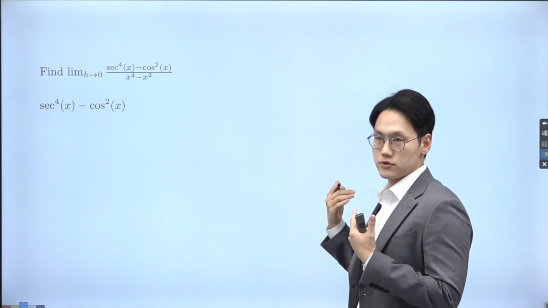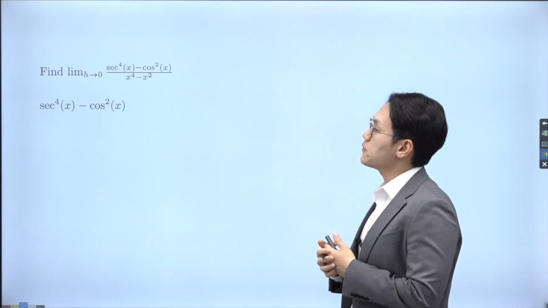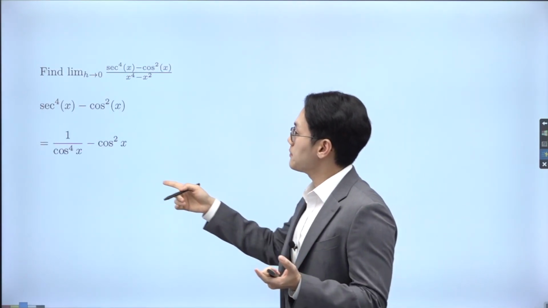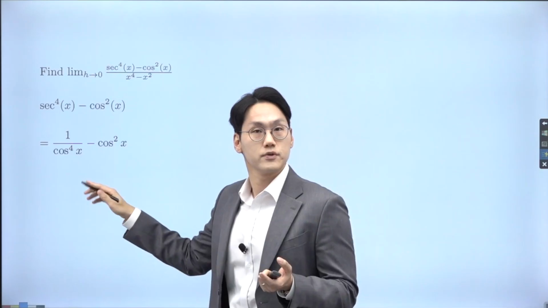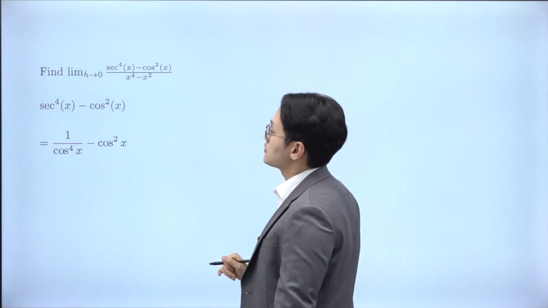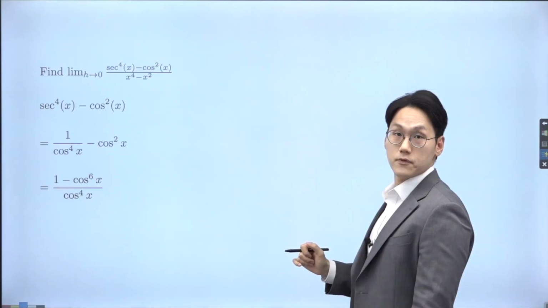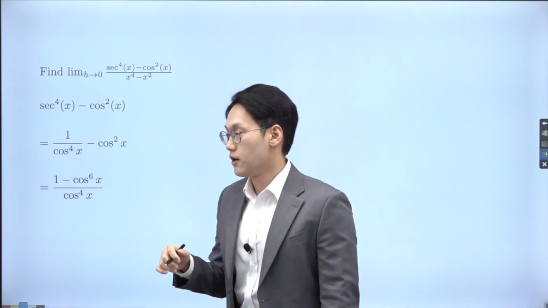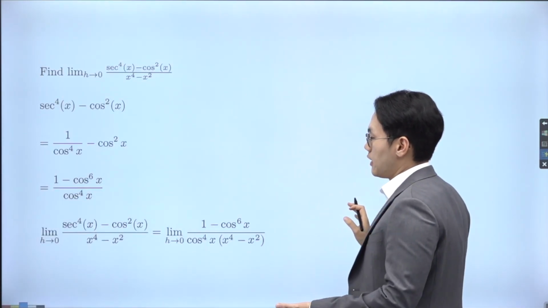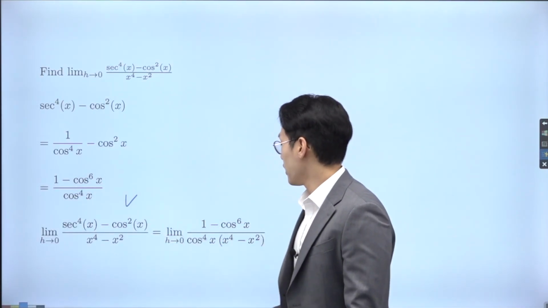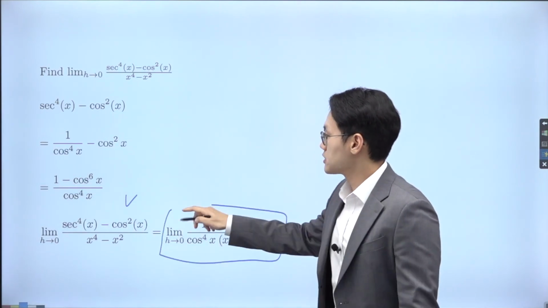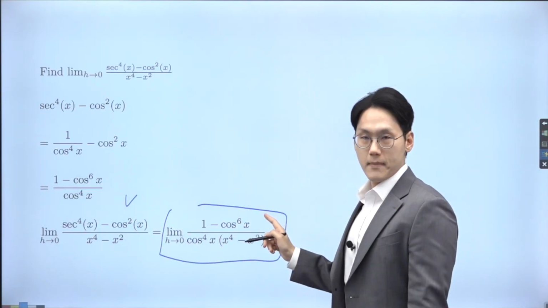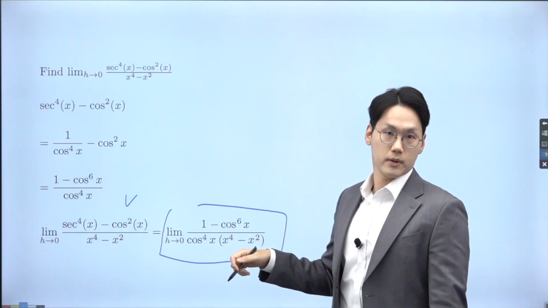So let's check out the numerator first. I have secant to the power 4 minus cosine squared, where it's probably better to make it into equal terms. So I make it cosine to the power 4 in the denominator for the reciprocal trick, and then I put it over the common denominator. Then I have cosine to the power 4 in the denominator, and the numerator is 1 minus cosine to the power 6. All right, so that's great. So for whatever limit I had before, this is the limit I have now, because I replaced the difference with the ratio of 1 minus cosine to the power 6 over cosine to the power 4.